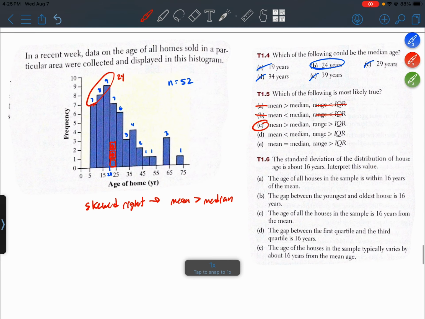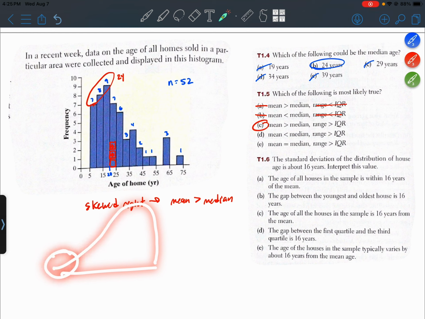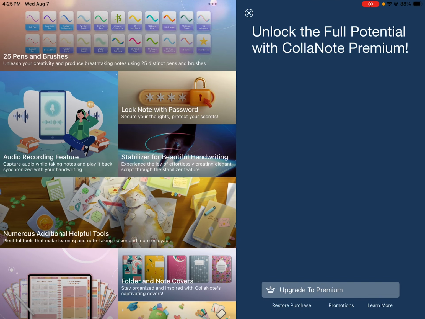Now, if it was the other way, if it was skewed to the left, now we have a few extremely low values, and those are going to pull the mean, or the average, down. So in that case, the mean would be smaller than the median.